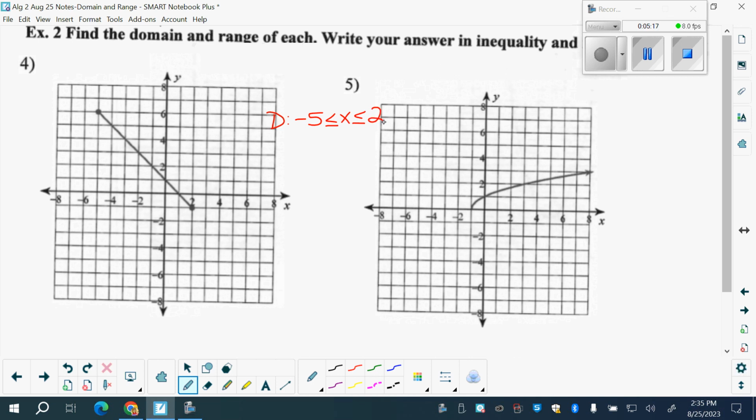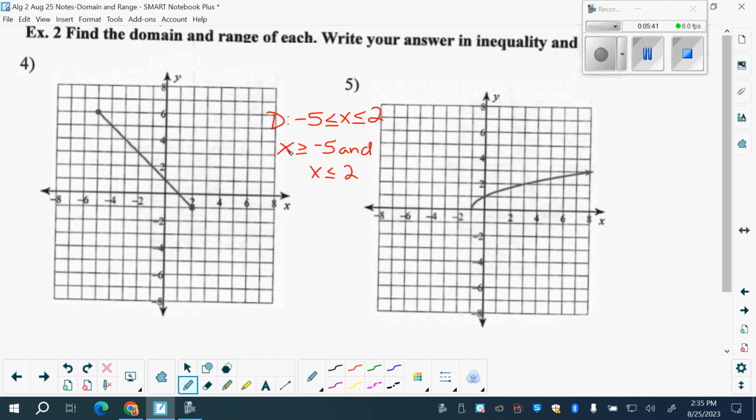If you wanted to write that as two of them, you can write that as two of them. I had some questions last class. This is the same thing as x is greater than or equal to -5 and x is less than or equal to 2. When we write it as one, that's how we have to write it, like that.